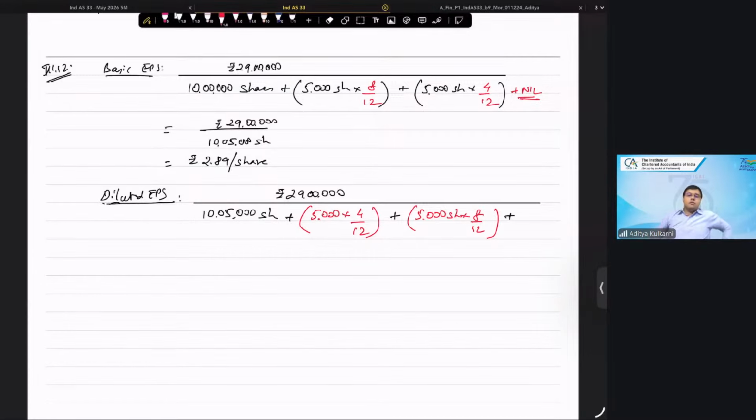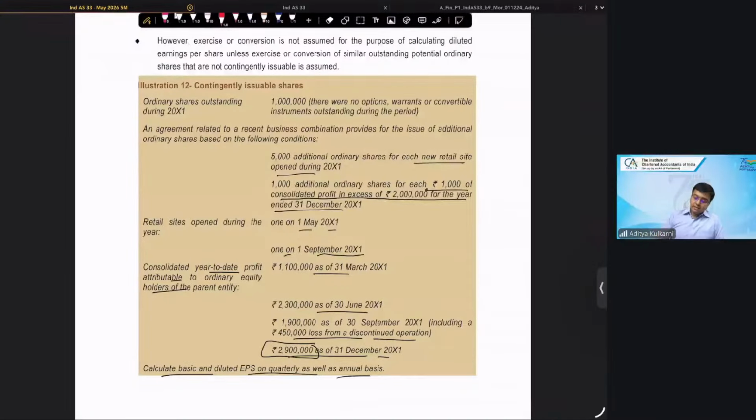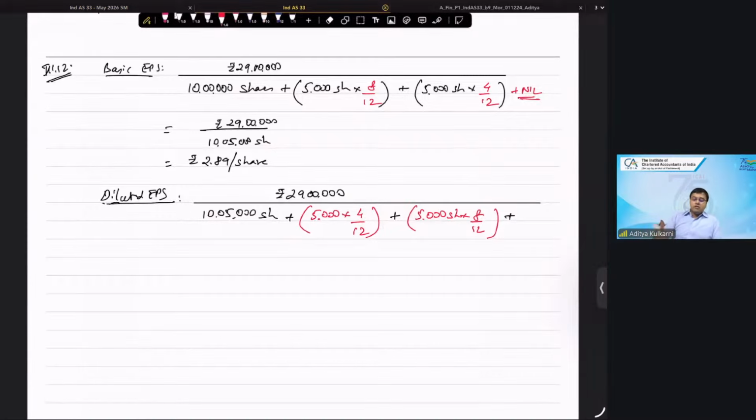Will I have potential equity shares due to meeting the profitability condition? Answer is yes. Because what is the profit condition? 20 lakhs. 1,000 shares for each 1,000 of profit earned above 20 lakhs. मैंने कमाया, I have earned a profit of 29 lakhs. Out of 29 lakhs, 20 lakhs is the cutoff. So I have earned 9 lakh more. So I will get 9 lakh shares. And these are potential for the entire period. Yes or no?